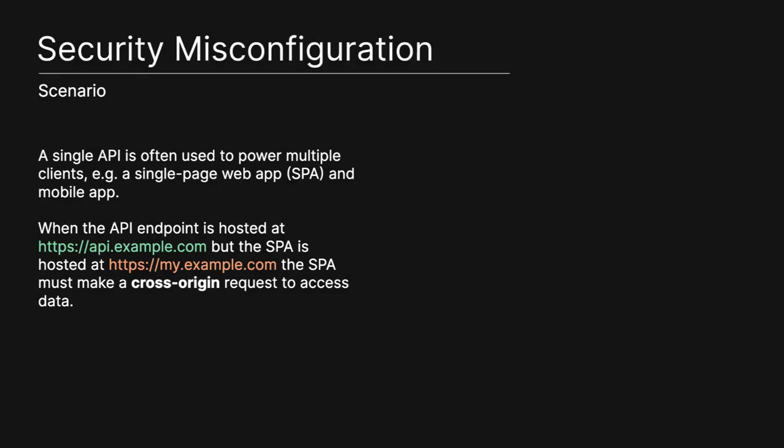It basically comes down to the fact that APIs are often used to power single-page apps and mobile apps. And a lot of times the exact same API is used to work across both. So when the API endpoint is hosted at api.example.com, but the single-page app is hosted at my.example.com, the single-page app must make what's called a cross-origin request to access that data.